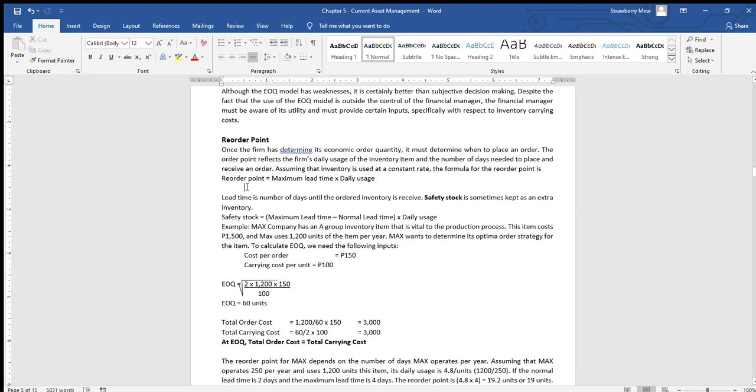So, lead time is just the number of days until the ordered inventory is received. Okay, so ilang days before natin ma-receive ang inventory, that is the lead time.